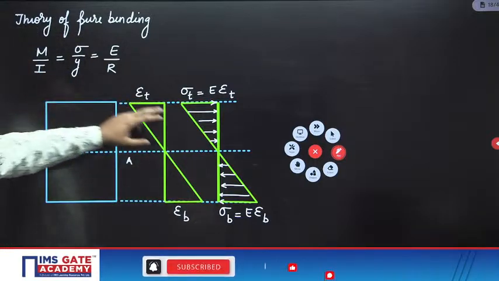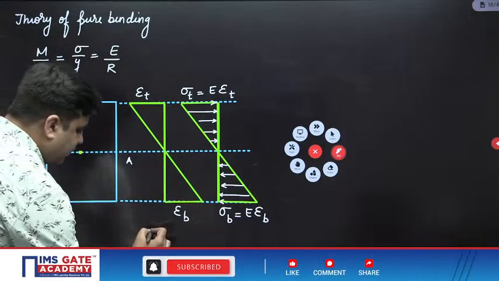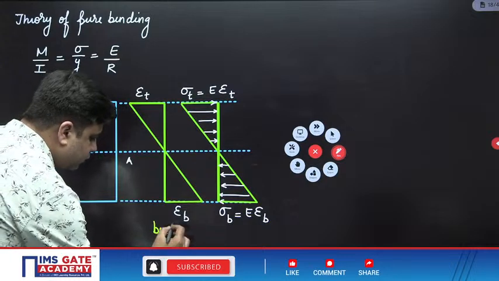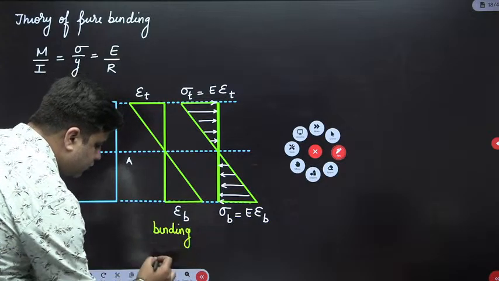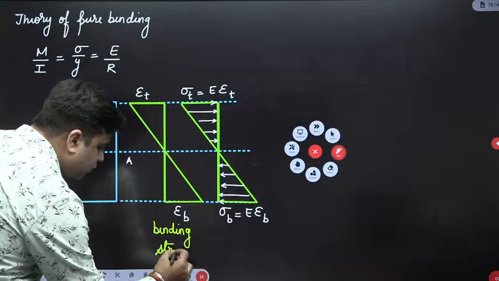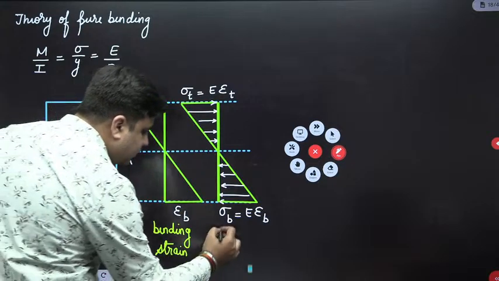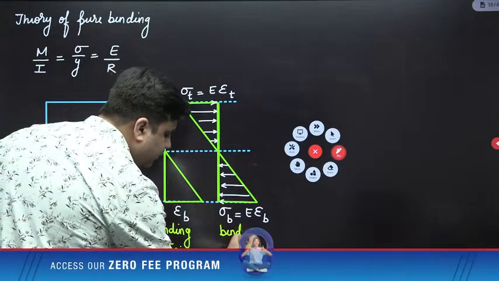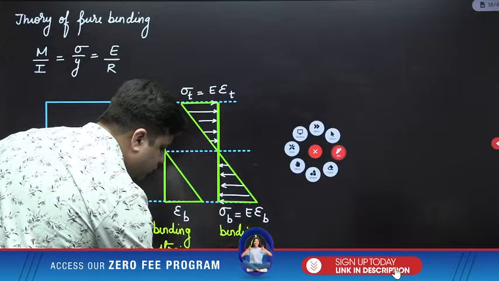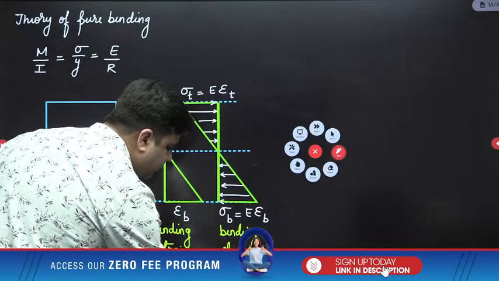It will be maximum at the extreme fibers. This is bending strain. And this is bending stress distribution.